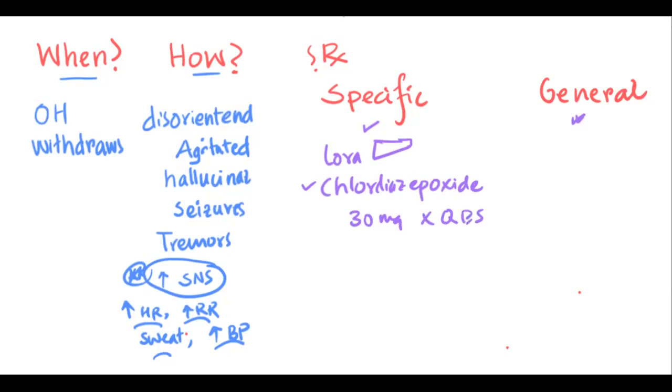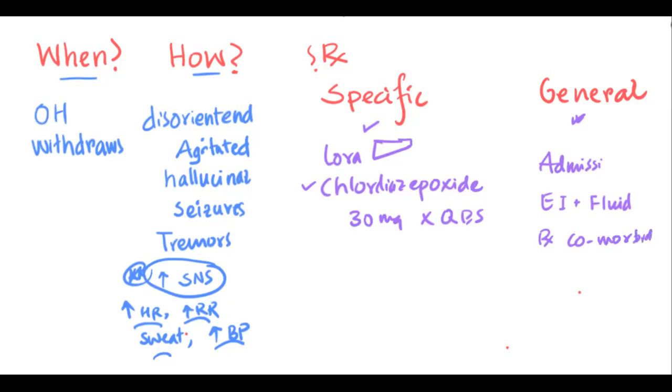General management for delirium tremens includes obviously a hospital admission. Admit the patient to the hospital and correct if there is any electrolyte imbalances. So correct electrolyte imbalances, give the patient fluid because the patients are often dehydrated. Treat any comorbidities because alcoholism is often a cause of precipitation of the comorbid illnesses.